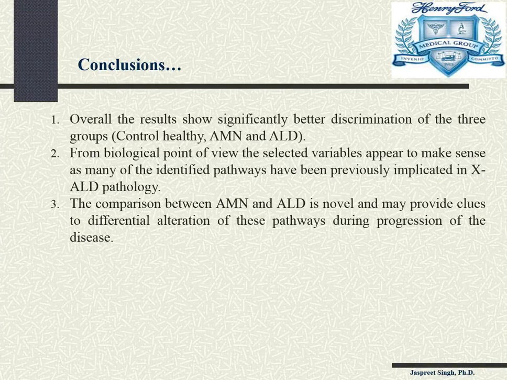So when a patient is born, even if there is a family history, you look at very long chain fatty acids and you know he is an XCLD patient. But whether he will go on to be an AMN patient or die within 5 to 10 years from ALD, you can never predict.